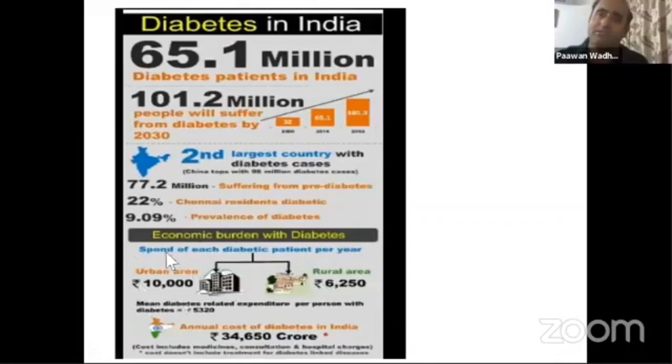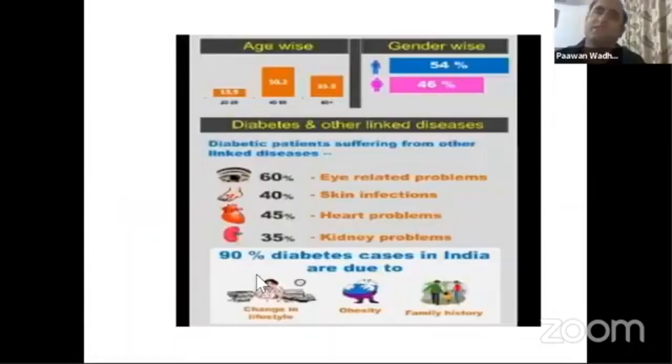In cities, the average person spends 10,000 rupees on diabetic medications. The annual cost of diabetes in India is around 34,650 crore rupees per year. Age-wise, 50% of the middle-aged population has diabetes. Means the people who are from 40 to 55, if you bring 100 people, 50 will be diabetic. And gender-wise, diabetes is more in males compared to females.